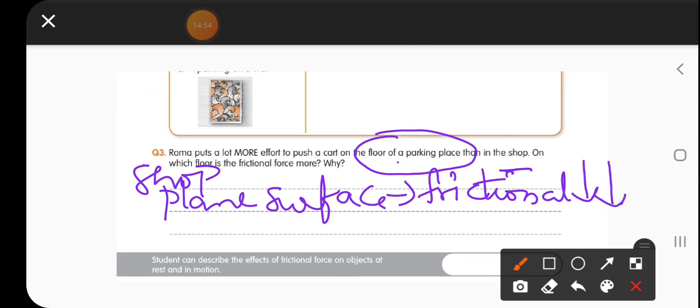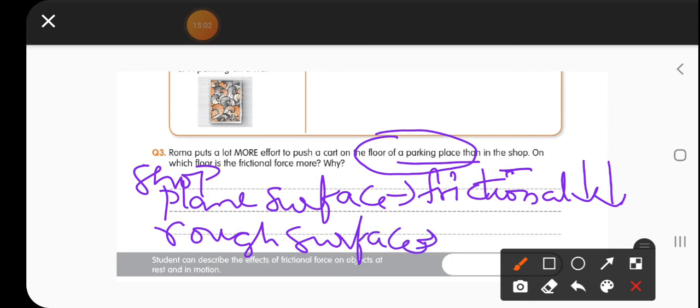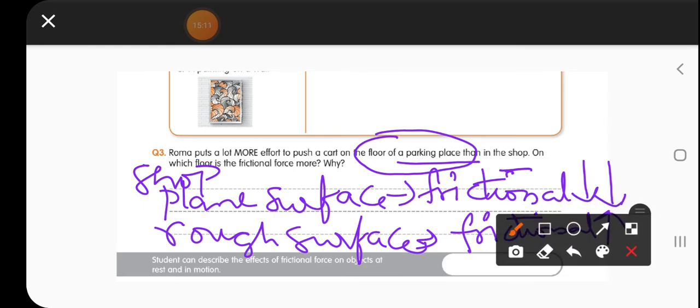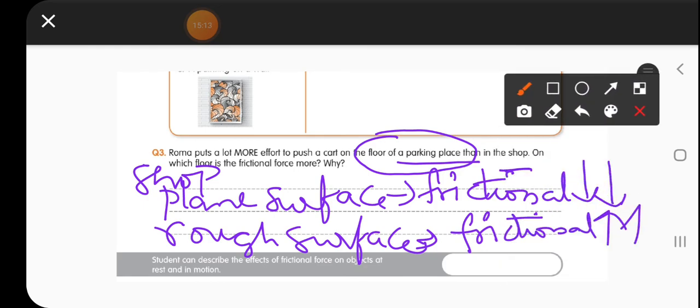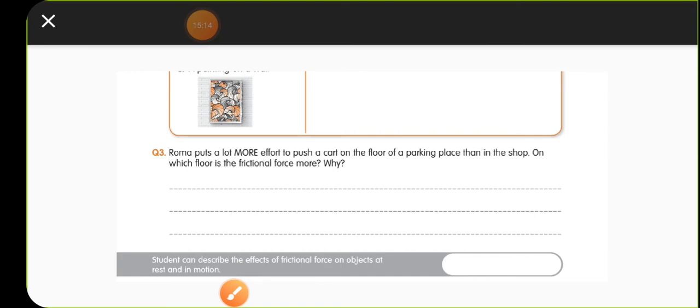But whereas in the parking area, you will see a rough surface, you won't see a plane surface. So as you can see the rough surface in the parking area, the frictional force acting between the cart and the parking floor is more. So you have to apply more force in the parking area. So Roma has to apply more force in the parking area, as the frictional force is more between the cart and the parking floor.